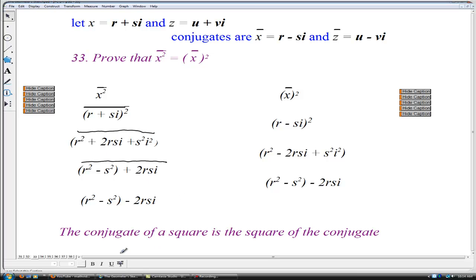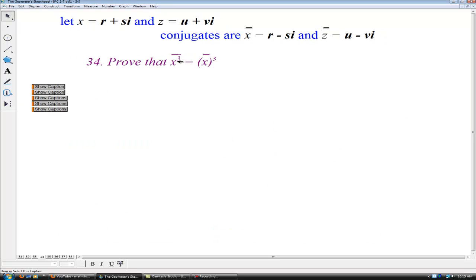And what we have shown is that the conjugate of a square is equal to the square of the conjugate. Now, number 34, we are to prove that the conjugate of x cubed will equal the cube of the conjugate of x. Let's start with the conjugate of x cubed.